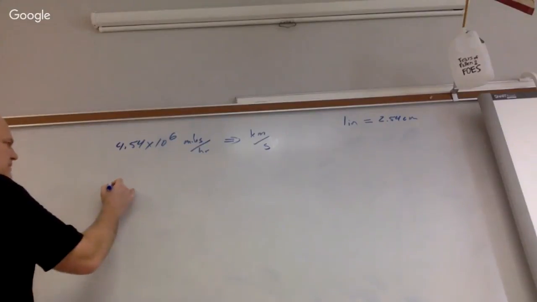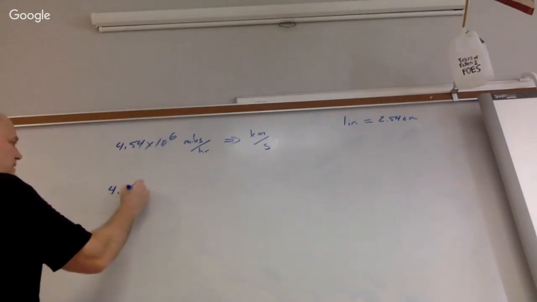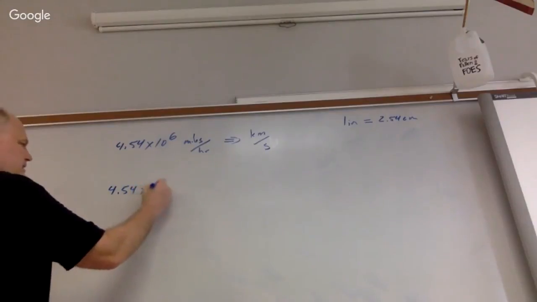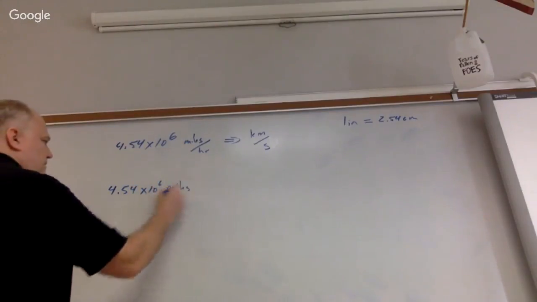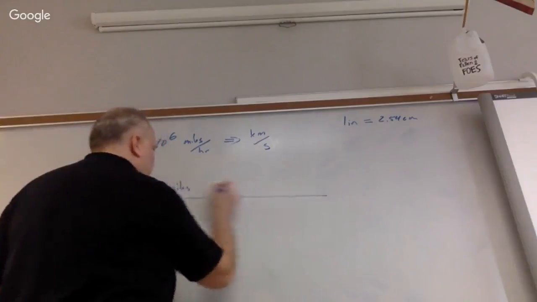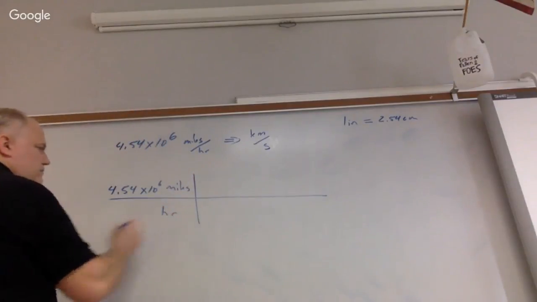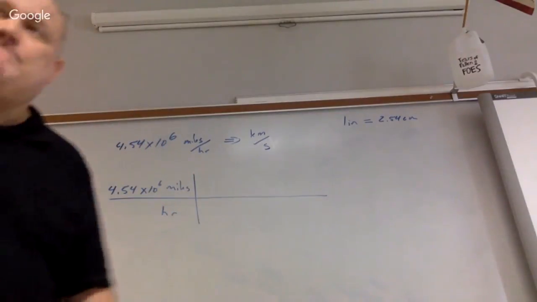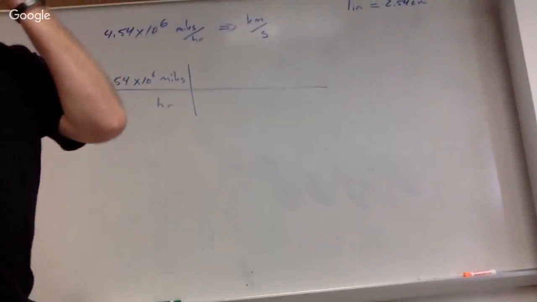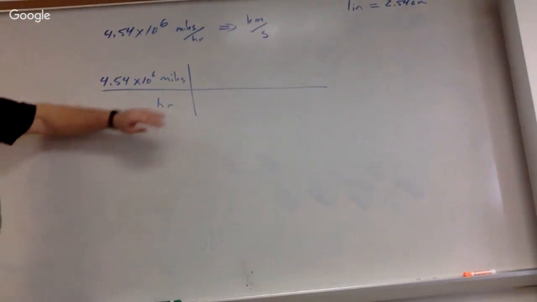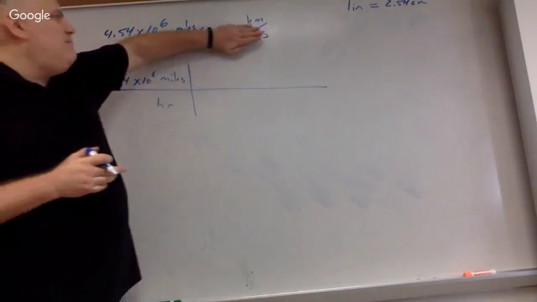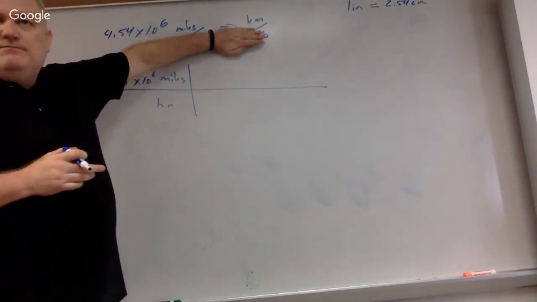So I'm going to put this in the upper left-hand corner, and bottom now, right? 4.54 times 10 to the 6th. Miles on the top, hours on the bottom. We're setting that up okay? Now, watch. Can we treat the top by itself and go from miles to kilometers?